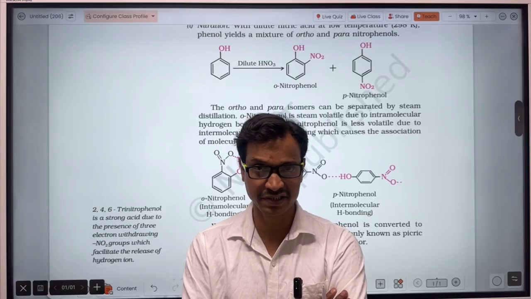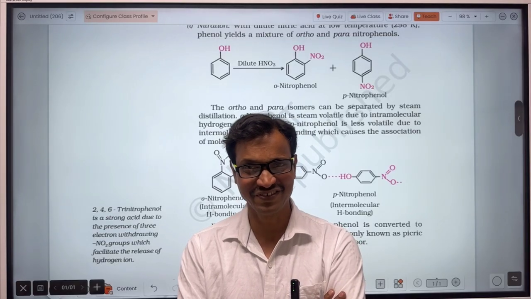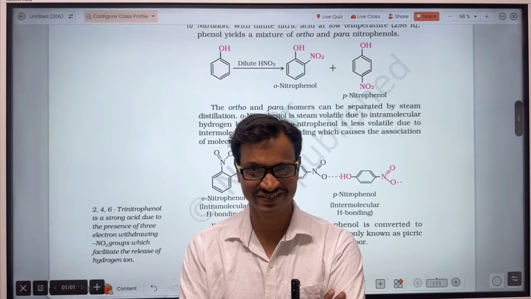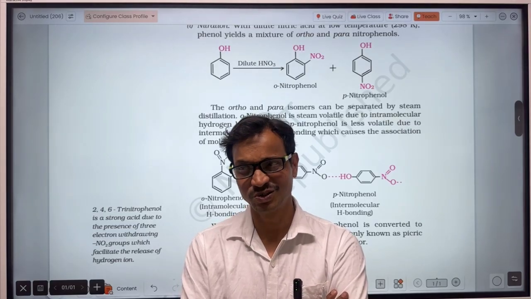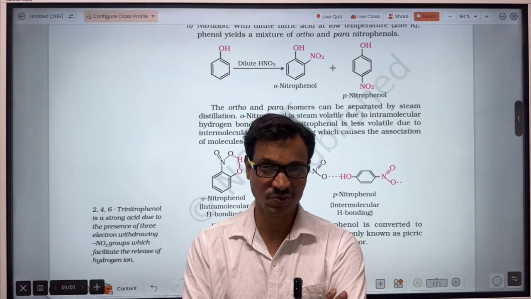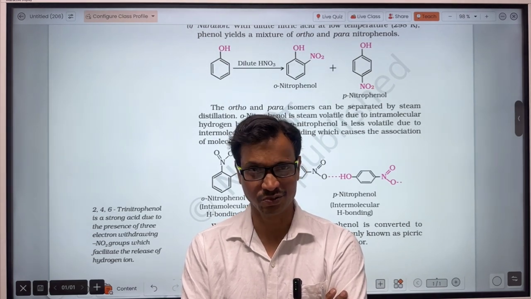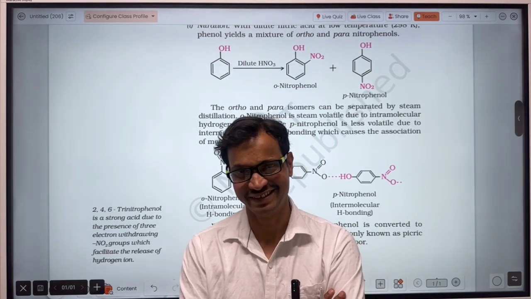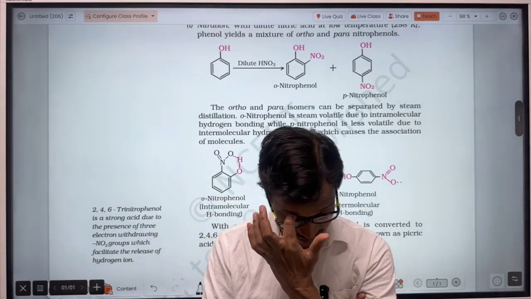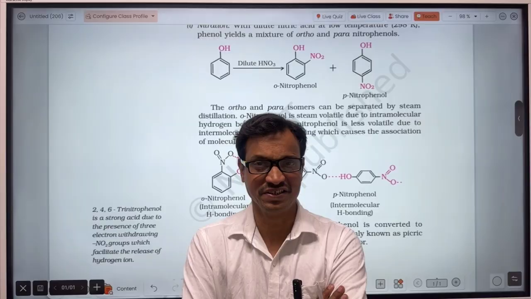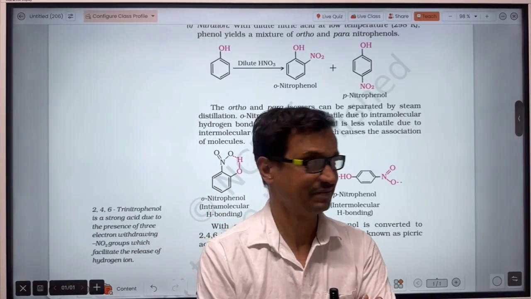If you get confused, just consider when you are entering a room: you have one foot outside your room and another foot inside the room. That means you are connected at that time between the environment of your room and the outside. So same here, intermolecular means two different molecules will be bonded through hydrogen bonding.